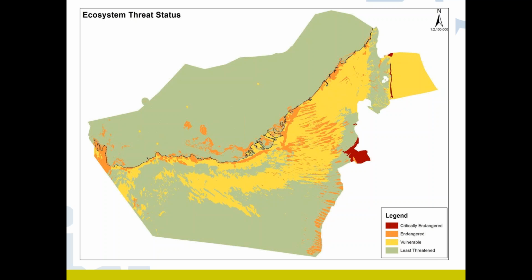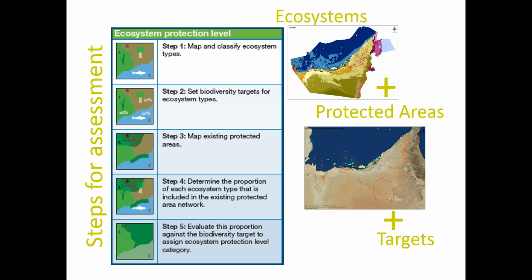So a second area that we can do, it's also a quick analysis, is of ecosystem protection level. Next slide. And here what we do is, again, we take our ecosystem map, which is step 1. We take our targets. We take our map of existing protected areas, and essentially all that we do is determine the proportion of each ecosystem type that is included in the existing protected area network and evaluate this against the targets. Next slide.